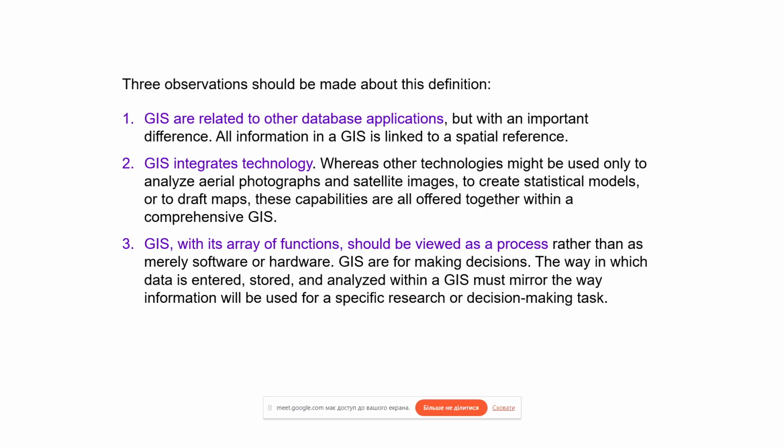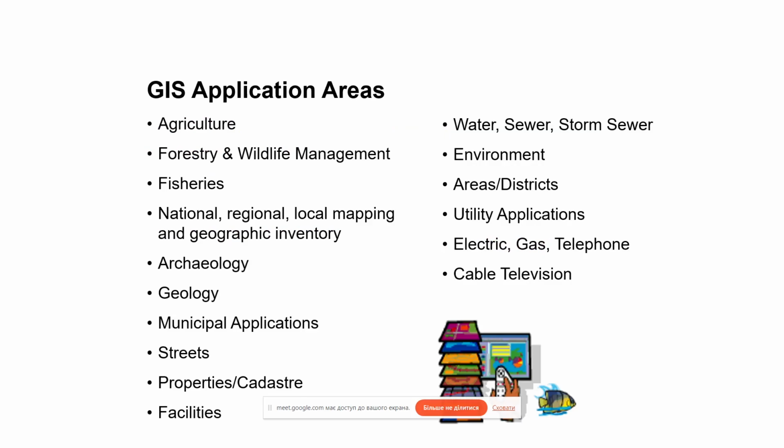Well, who can explain what data domain means? Shortly speaking, data domain is a kind of field in which we should use this data. Here we see examples of GIS application areas: geology, agriculture, and so on.